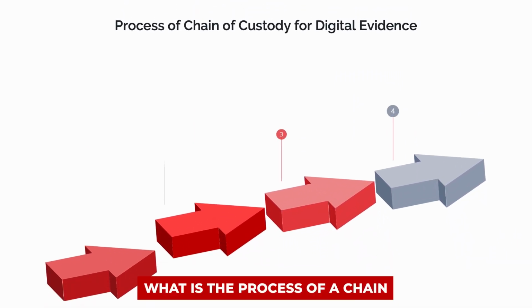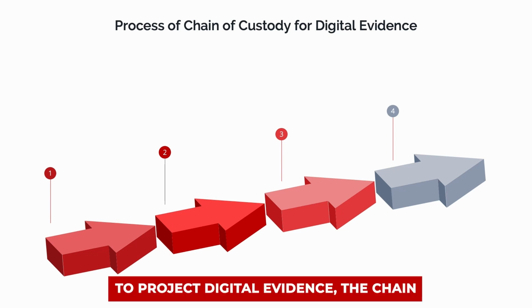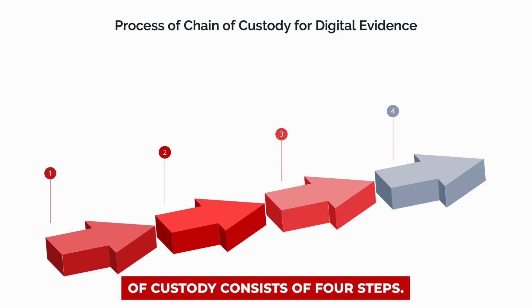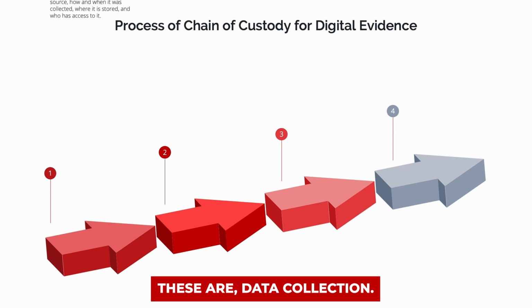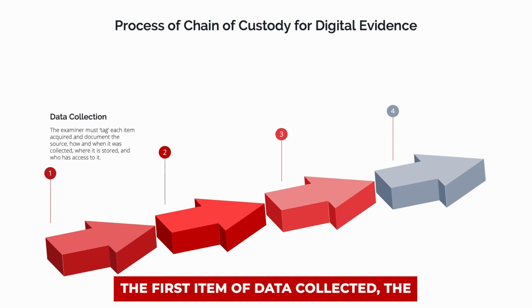What is the process of a chain of custody for digital evidence? To protect digital evidence, the chain of custody consists of 4 steps. These are data collection, when the chain of custody begins from the first item of data collected. The examiner must tag each item acquired and document the source, how and when it was collected, where it is stored, and who has access to it.